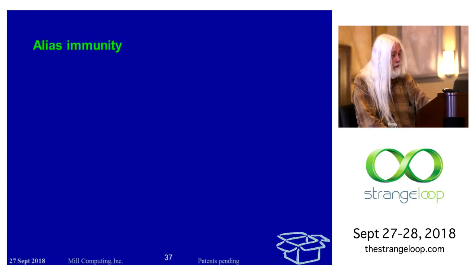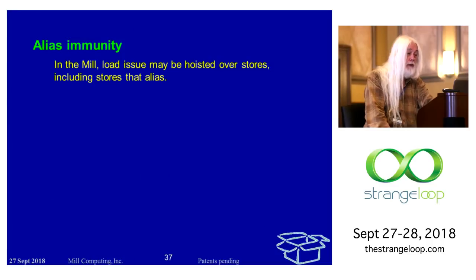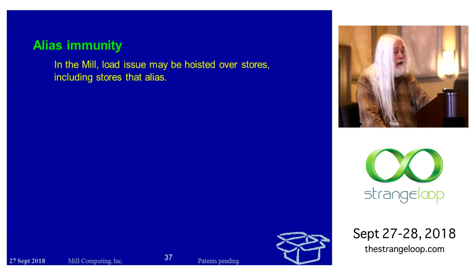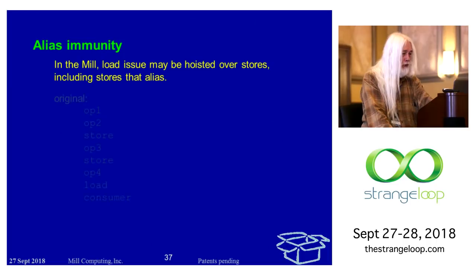As a result, we are immune to aliases because loads may now be hoisted over stores, including those which are true aliases, because that's not the value that the hardware is going to return to you. It's going to return the value after those stores, at the point where the load retires. This is part of the architecture of the Mill. It's done in hardware, and you don't have to worry about it. The compiler knows that the memory value will be seeing the right things in the stores.